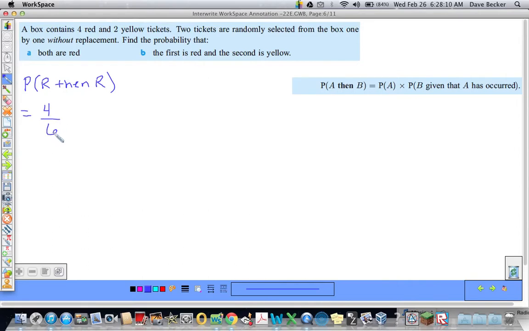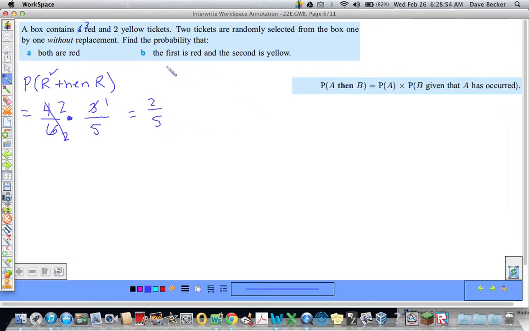Yes, you could simplify that to 2/3, whatever floats your boat, multiplied by, okay, so we're assuming this has occurred. Well, if I remove a red ticket and do not replace it, then I only have 5 tickets remaining in the box. And also, one of the red tickets is gone, so this 4 is changing to a 3. So that would be times 3 out of 5. And I get 4 over 2 is 2, so 2 times 1/5 is 2/5. Of course, we could have gotten 4 out of 10 and then simplified that. But it's 2 out of 5.